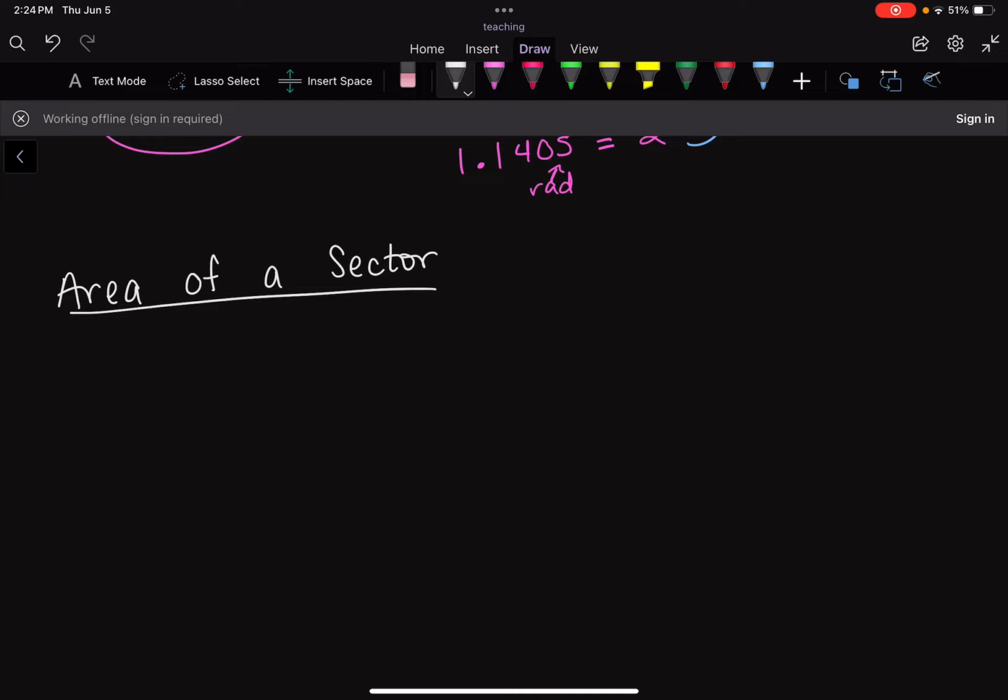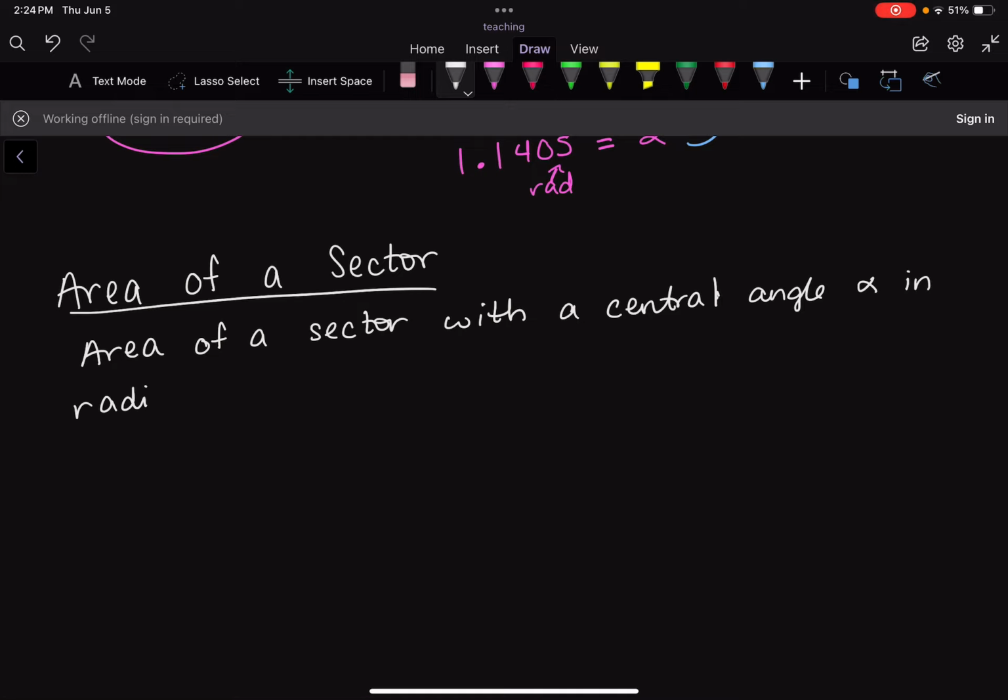So for this one, just like with the other, I'm just going to write you the kind of definition first. So area of a sector with a central angle alpha in radians in a circle with radius r is, and for this one we're going to do capital A is equal to alpha times r squared divided by 2.